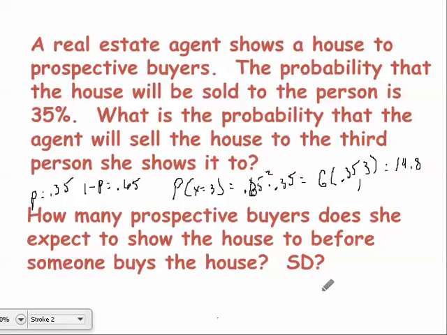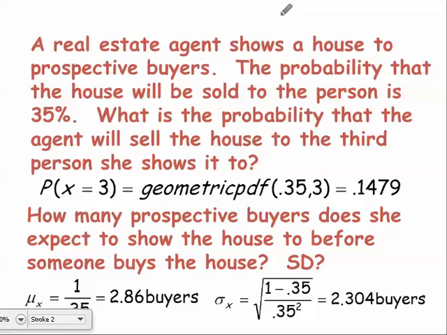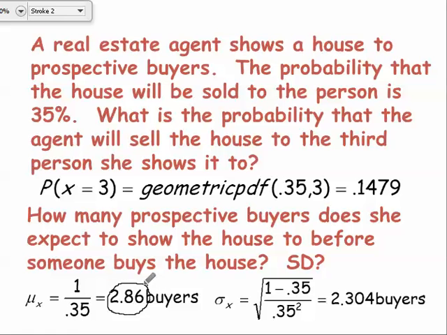Okay? And that second question there is how many prospective buyers does she have to show it to? Well, the way you figure that is you first of all find the mean. So that's going to be 1 over the 0.35, and that tells you the mean number of buyers she's going to show it to is 2.86 buyers. You find the standard deviation, that'd be the square root of 1 minus 0.35 divided by 0.35 squared, and that gives you a standard deviation of 2.304 buyers. So how many buyers would she expect to show it to?